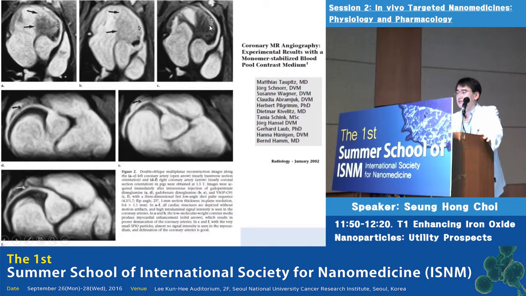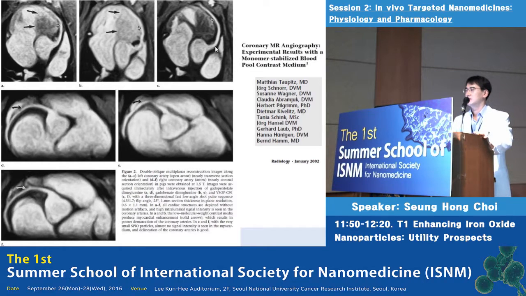But the iron oxide, such as SPIO, has less diffusion to the normal parenchyma. Because of that, you can see less enhancement in the heart myocardium with the SPIO agent. So we can clearly differentiate the heart myocardium and coronary artery. So in terms of vascular imaging, the iron oxide nanoparticle such as SPIO has two benefits.